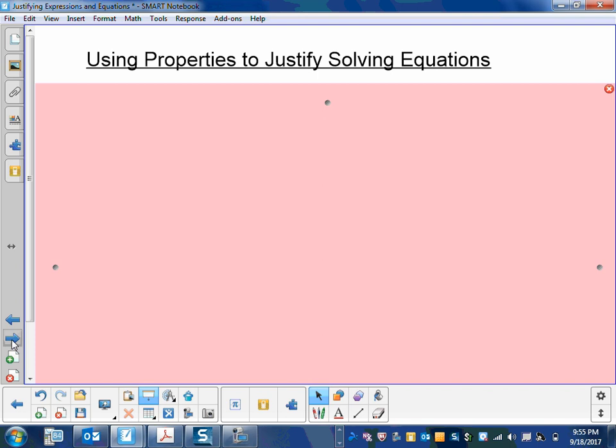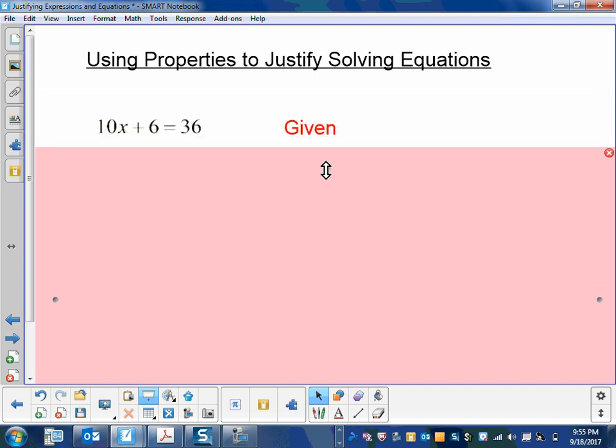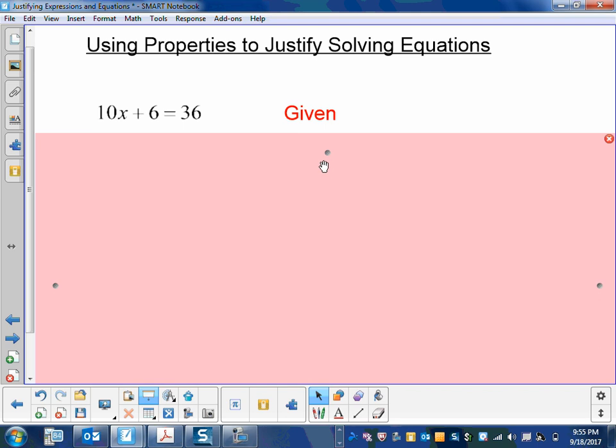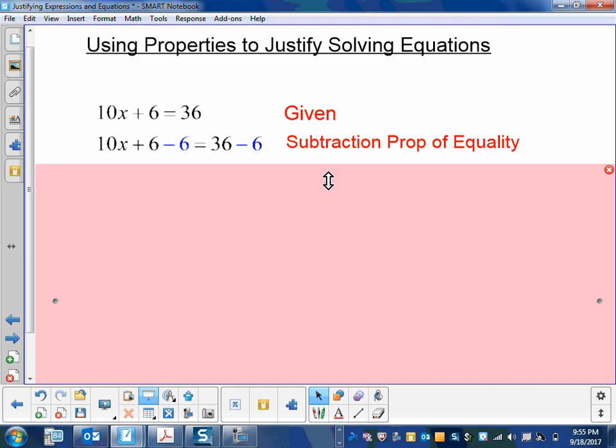So let's use some properties to justify solving an equation. The equation is 10x plus 6 is equal to 36. So my first step is justified. We call that given. I then subtracted 6 from both sides using the subtraction property of equality.